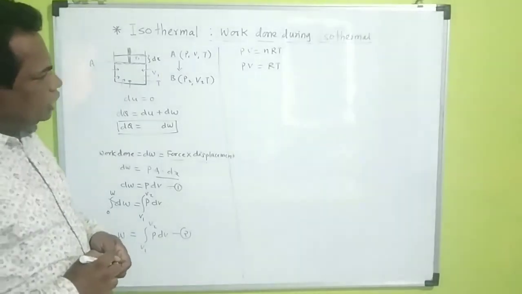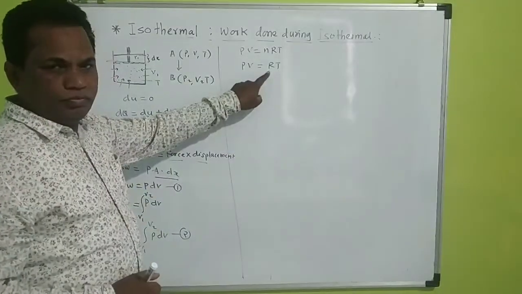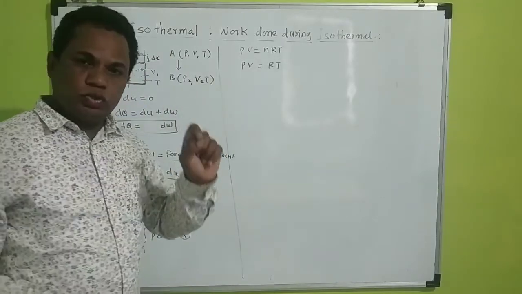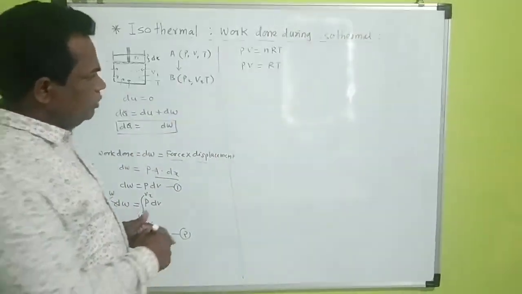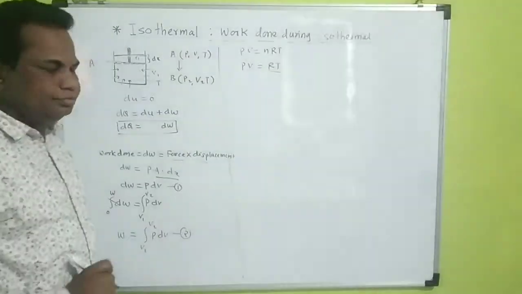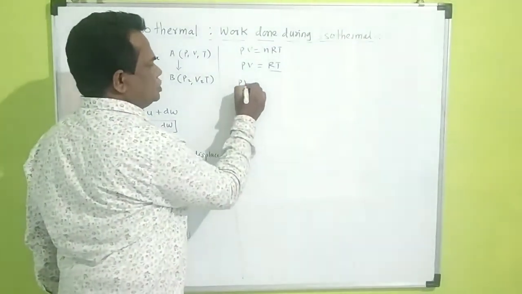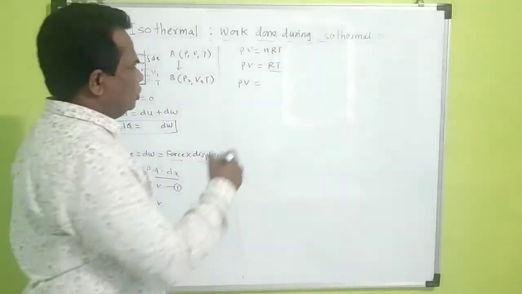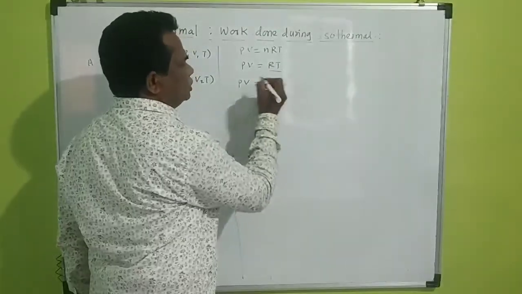You know that R is a gas constant, and in an isothermal process T is also constant. That means the whole term PV becomes constant. So PV is equal to a constant quantity, or you may say RT is a constant quantity.